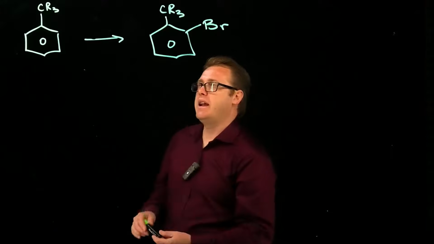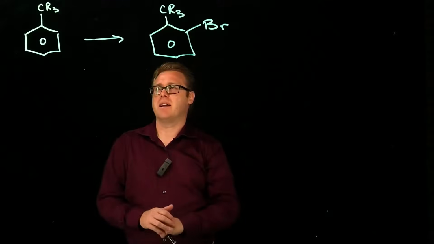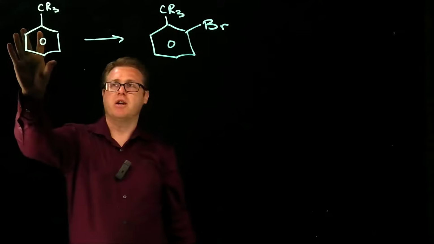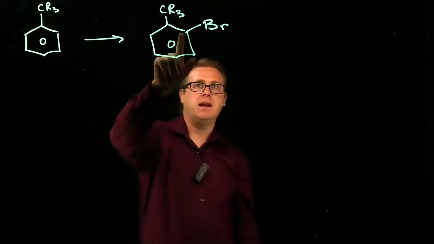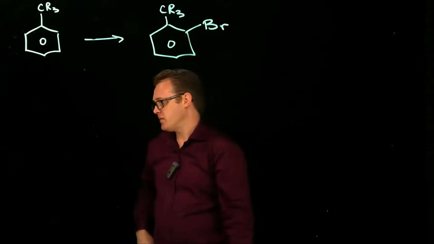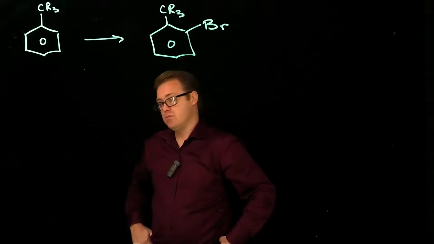So here's a synthesis problem that we have to really think hard about. Let's say this is my starting material and I want to put a bromine at the ortho position. Okay, right here. How can I get it to go there?